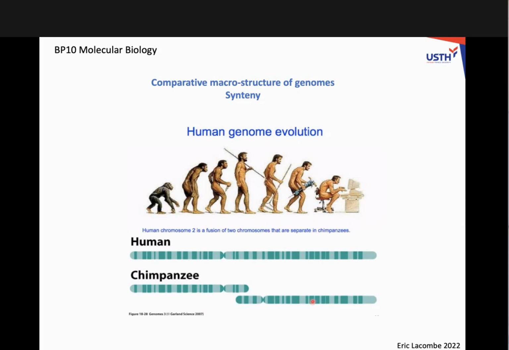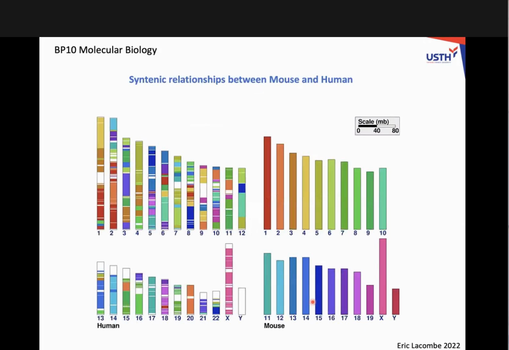Okay? So have you ever seen this kind of process? The fusion of chromosomes between species? No. No, okay. So here, it's a way to represent this kind of fusion and other genomic rearrangement. So you don't have to learn that completely, but you have to understand.